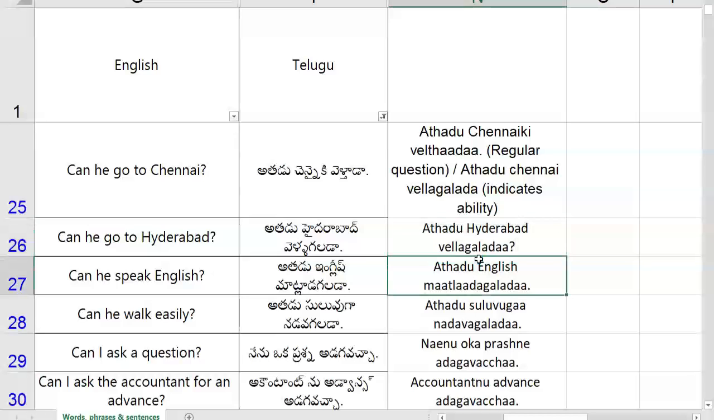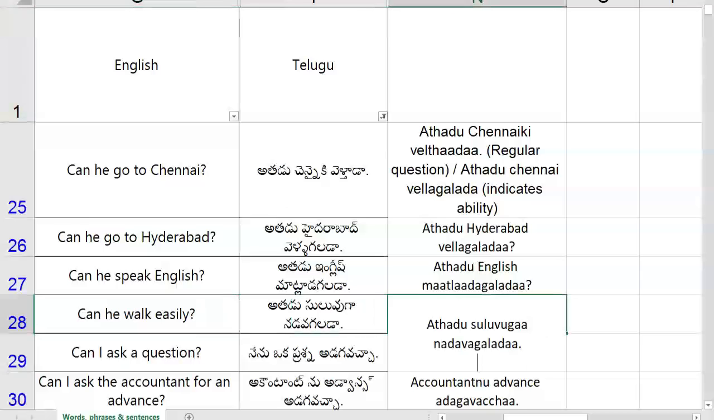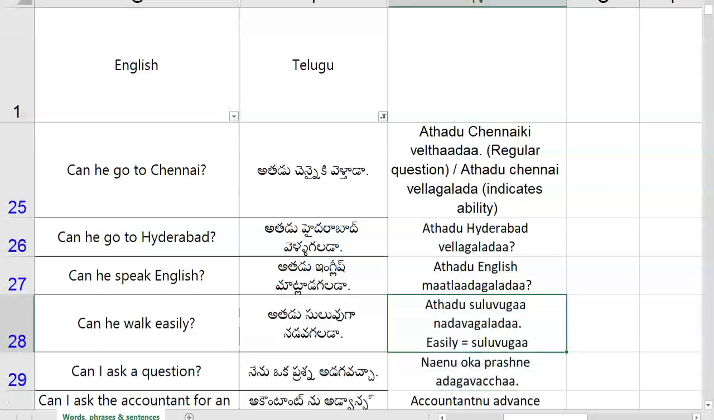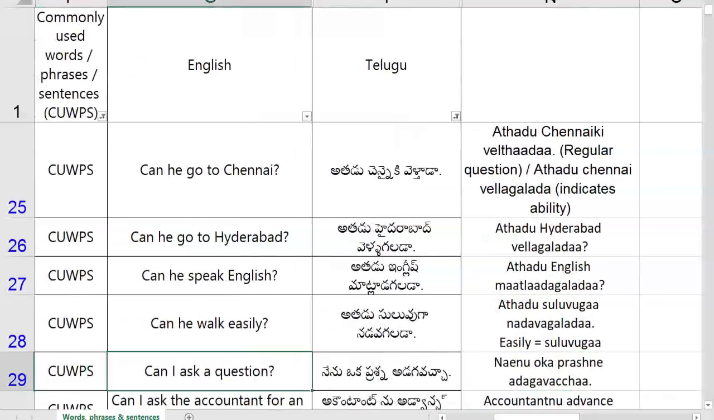Can he speak English? అతడు ఇంగ్లీష్ మాట్లాడగలడా? Can he walk easily? అతడు సులువుగా నడవగలడా. So I think I need to translate only one word, because all the other words, like can he walk, are commonly used. So easily means suluvuga. Atadu suluvuga nadavagaladaa. Can I ask a question means nenu oka prashna adagavacha.